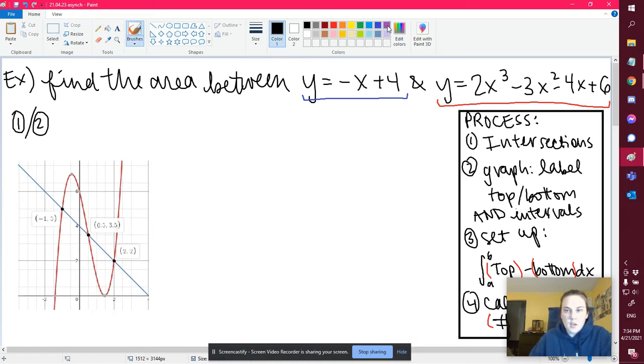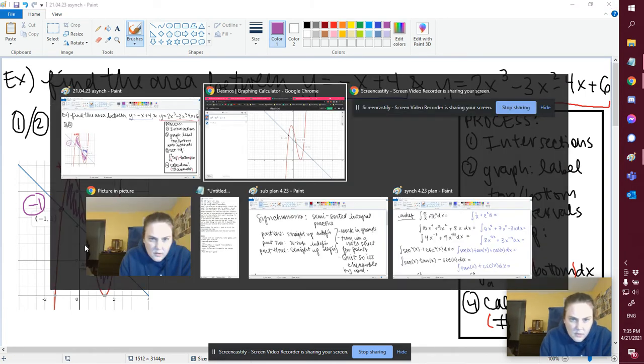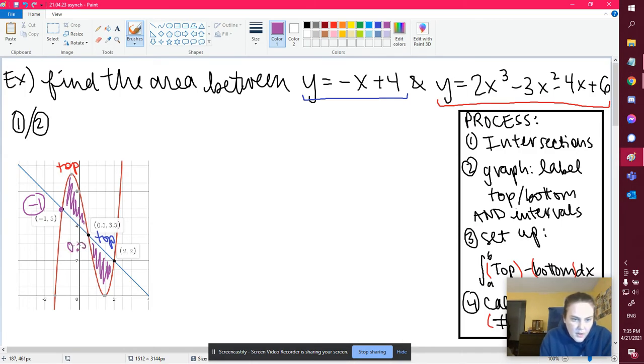And then the main thing I want to do is point out that this is one of the spaces we're trying to find the area of, and this is the other. Here, the red is the top, and here, the blue is the top, right? The intersection points are at x equals -1 here, 0.5 here, and at 2 here. Great. We've now found the intersections and we've graphed and labeled top to bottom.